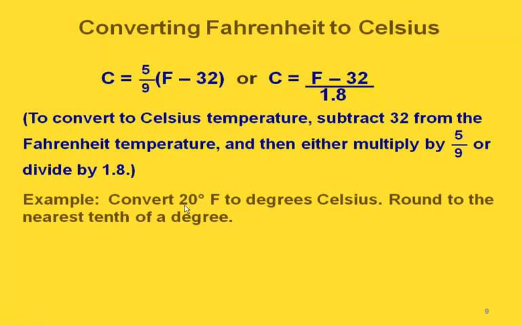Let's do an example. If we want to convert 20 degrees Fahrenheit to degrees Celsius, and we're going to round to the nearest tenth of a degree, this time let's use the fraction formula. And again, here we're just using the F is our Fahrenheit temperature, and we're going to use a replacement value for F of 20 degrees. So we have 5/9 here, and here we're replacing the F with a 20 degrees.